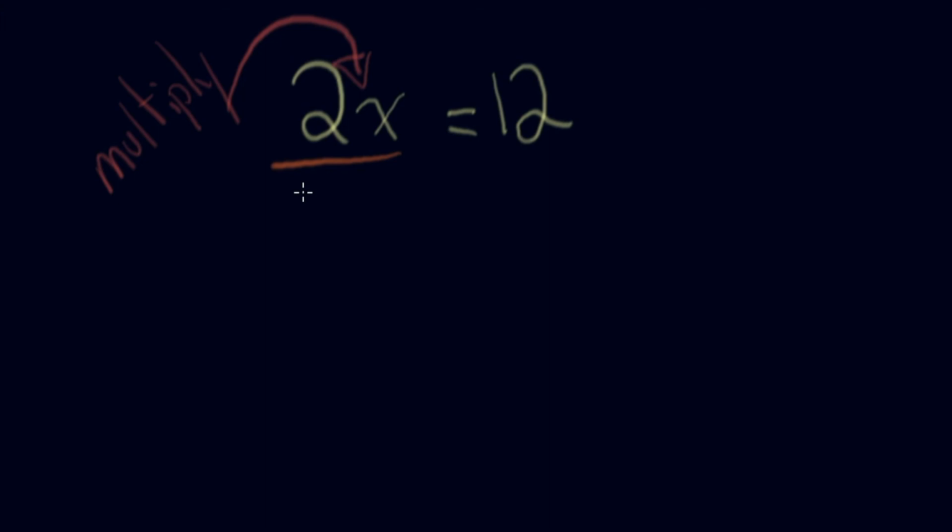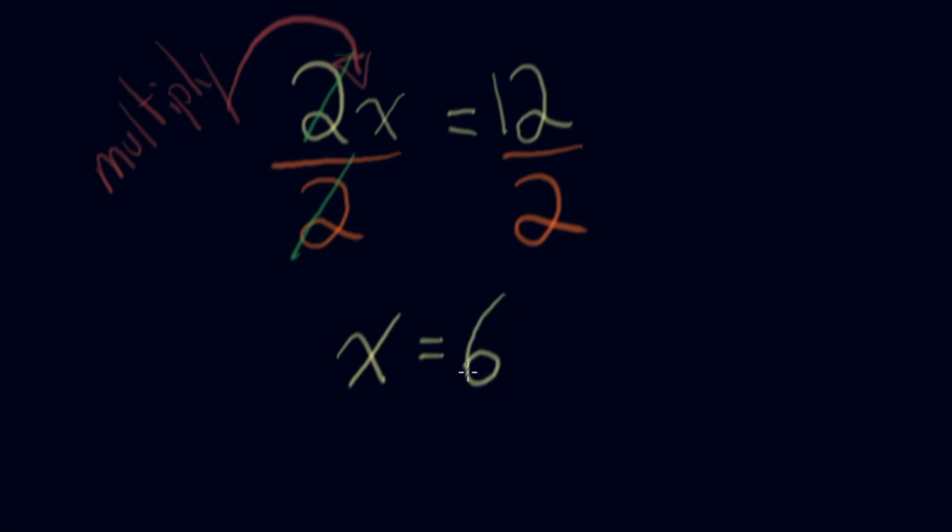If I do it to one side, I must do it to the other side. And what happens here is when 2 is divided by 2, it becomes 1. So it basically eliminates this, leaving you just with x. And 12 divided by 2, let's do that, is a 6. So there's an example where that kind of happens.